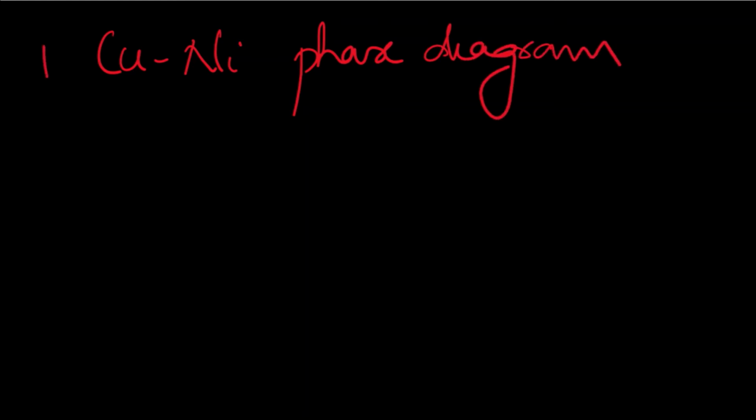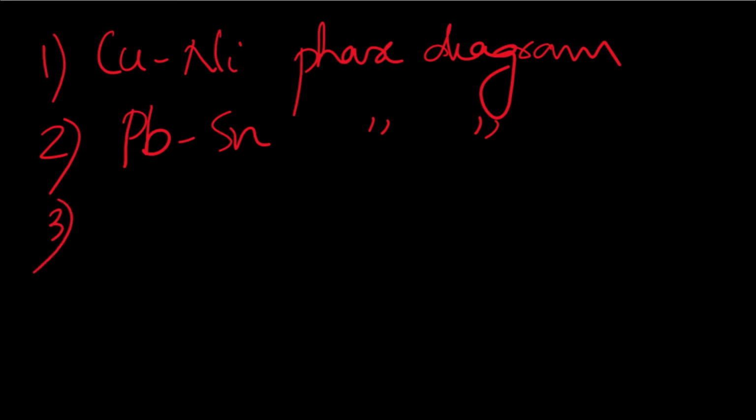Copper nickel phase diagram, first one. Then second one is lead tin phase diagram. Then iron carbon phase diagrams. So in GATE, you can expect questions from any one of these phase diagrams. So it's very important you need to know each one of the phase diagram.